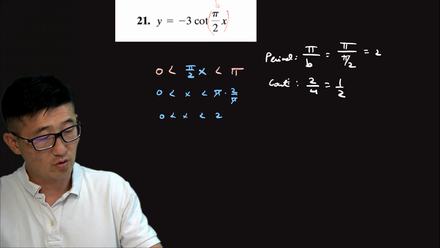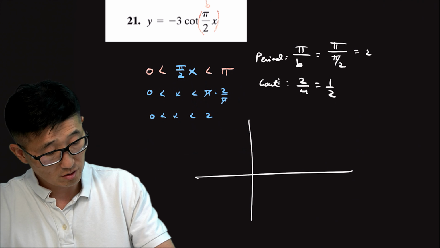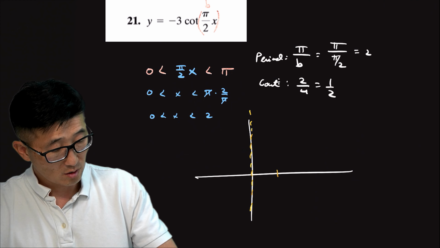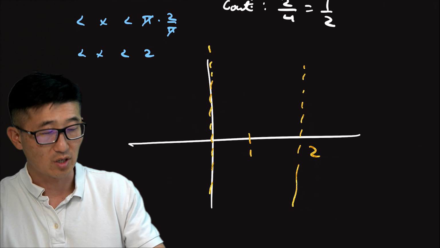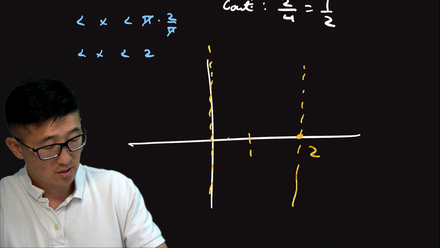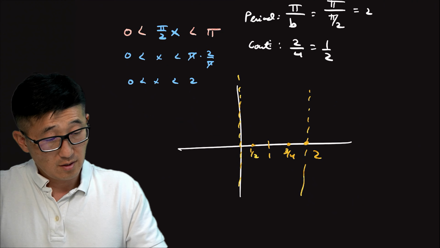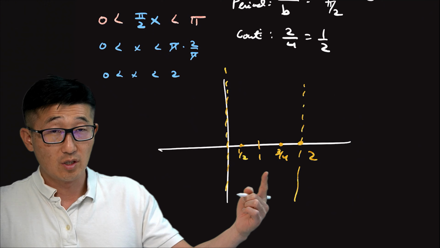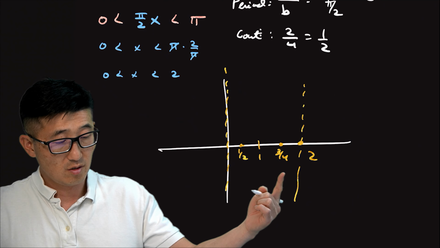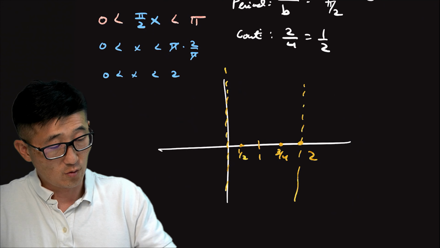So I think we have enough to graph. Draw your asymptotes at 0 and 1 and 2. This is easy to scale, right? 1/2 and 3/4? You just keep on adding by 1/2. 1/2, then 1, then 3/4, then 4/4.